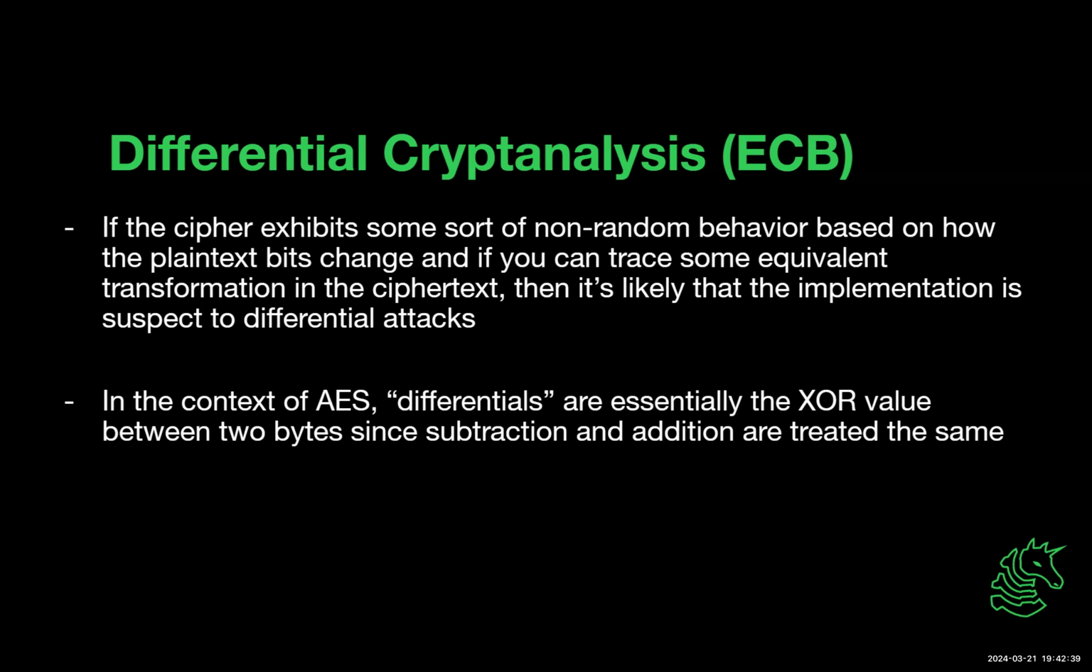Anyways, where was I? Yeah. So differential cryptanalysis: if the cipher exhibits some sort of non-random behavior based on how the plain text bits change, and if you could trace some equivalent information that's contained within the ciphertext, then it's likely that the implementation is susceptible to differential attacks. So differentials in the context of AES are the XOR values. In the place that AES works in, XORs can be considered something that measures the difference because they only output 1 when the 2 bits are different at each point. So we could consider them like difference machines in a way.